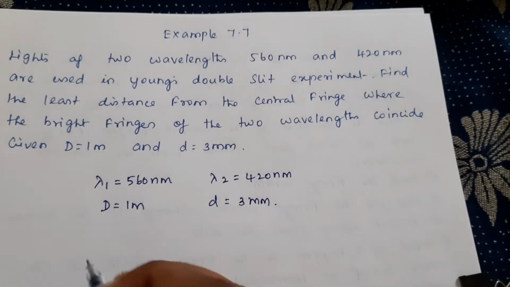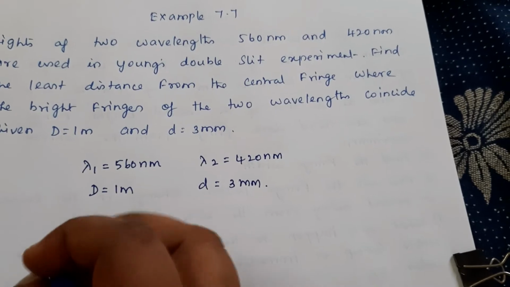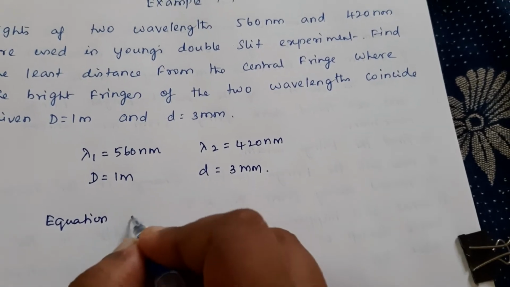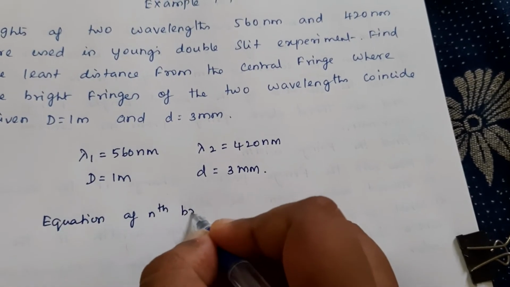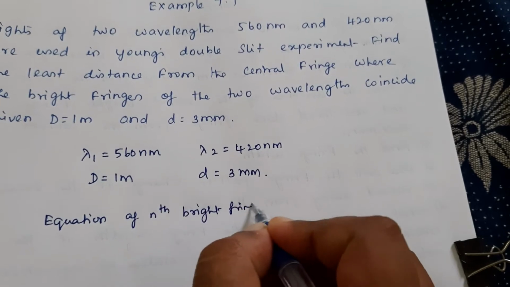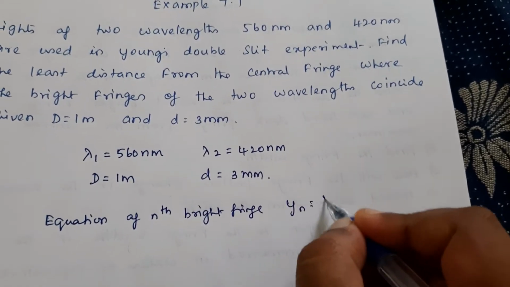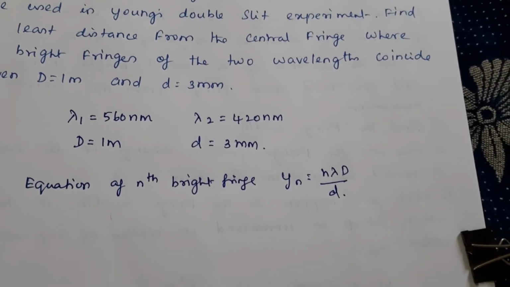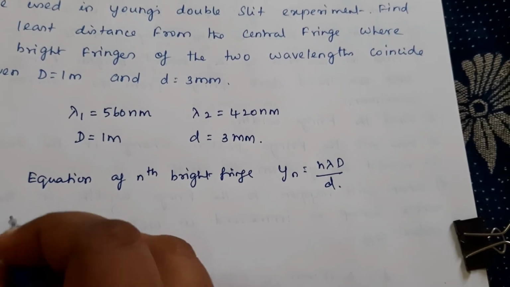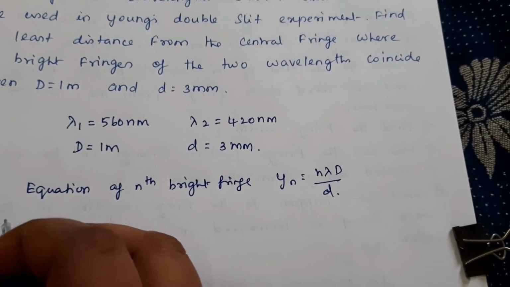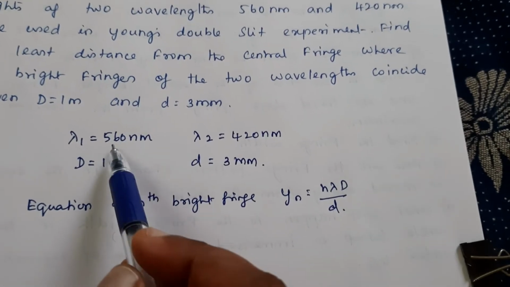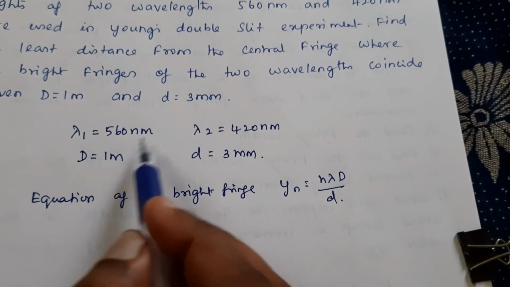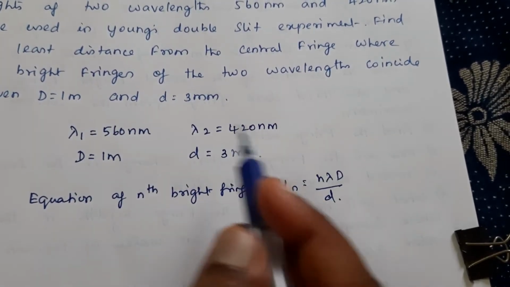Now here both are bright fringes, so we can go for the equation of the bright fringe. The equation of nth bright fringe: yn is equal to n lambda D by d. Now here the order of the fringes is not given. So we can take one as a longer wavelength and another one as a shorter wavelength. That is, 560 is the longer wavelength and 420 is the shorter wavelength. So we can take the order for one as n and the other one as n plus 1.